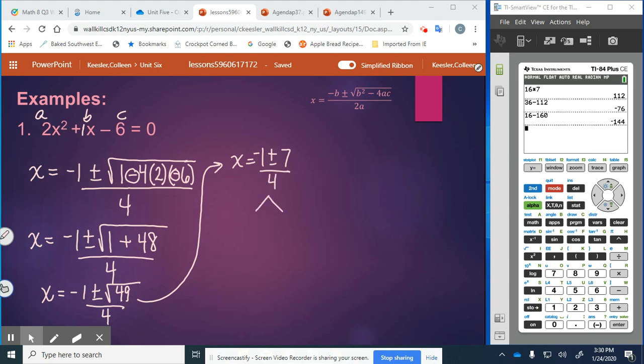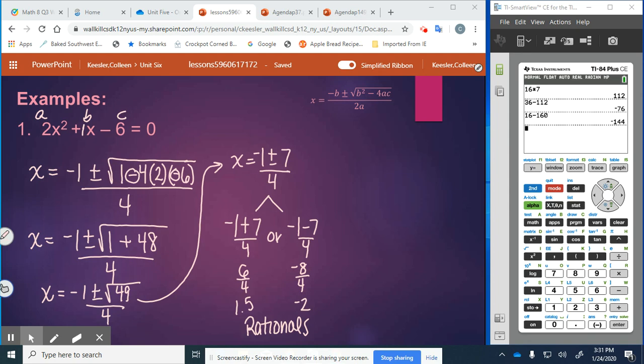And just like when we're factoring, we have two binomials that we set equal to 0. Here we have two roots that we can still solve for, negative 1 plus 7 over 4 or negative 1 minus 7 over 4, making this 6 over 4, which is 1.5, or negative 8 over 4, which is negative 2. So these are rational roots because I can write them as ratios.